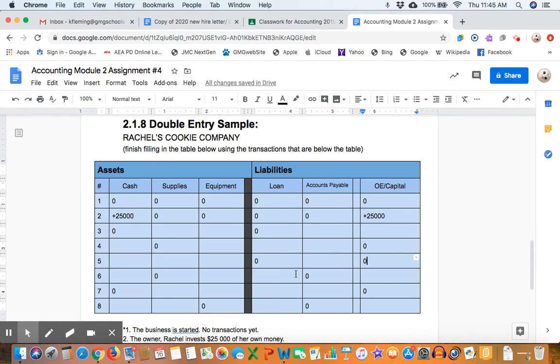Your assignment, however, is that we are going to complete a double entry bookkeeping sample. You're going to finish the table that I started here by using the transactions that are below the table. I'm going to go through the first two that I completed for you, and then you will complete the rest. I did put in some zeros randomly. These zeros are correct though, so keep zeros, but you have to fill in the rest even if there is a zero in there. So make sure you're putting zeros as well.